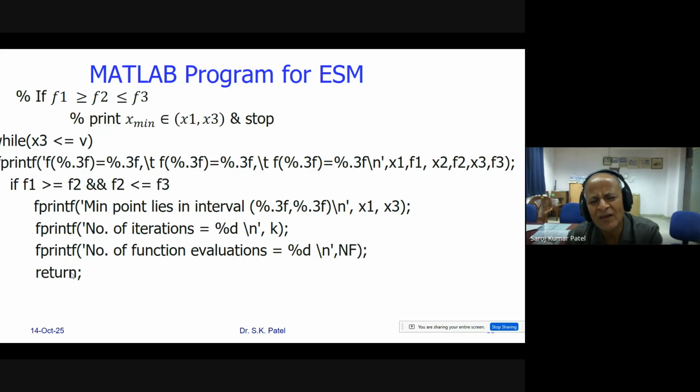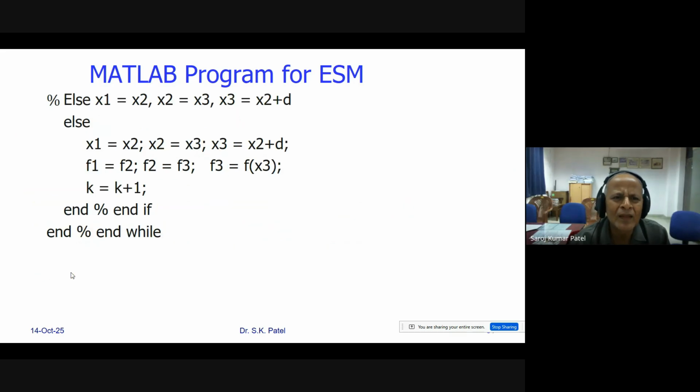You can see all this computer program and try it, and you can find the solution of any exhaustive search method using this MATLAB program. Else, if you are not getting it, you have to continue. That's why x1 is equal to x2, x2 is equal to x3, x3 is equal to x2 plus t, and again you find out this function value. Here, since you already have f2, you are just substituting it. F3 is substituted. Only the f3 value you have to calculate afresh.